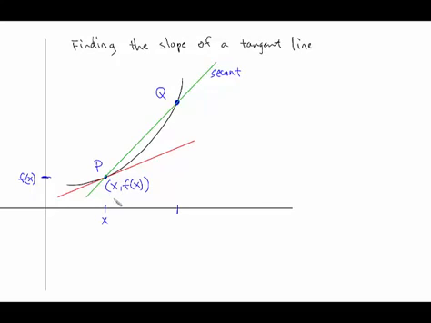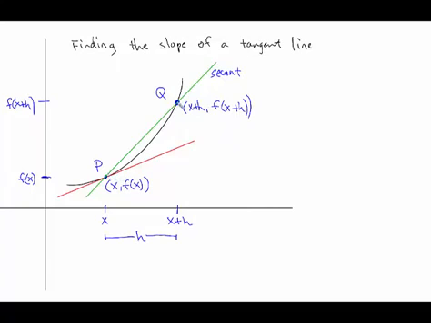Now let's say this distance from x to this point right here is h. So right here, this would be x plus h. Going up the y-axis, we'll call this f of x plus h. So the coordinates for Q would be x plus h and f of x plus h.